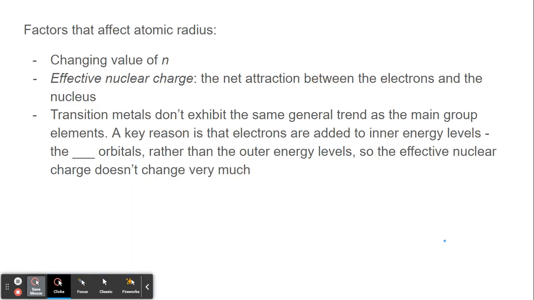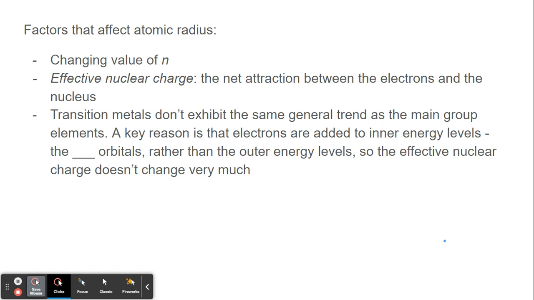So, the factors that affect the atomic radius: well, first, changing the value of n. As you increase n, size increases. That's what the n variable means. Second, the effective nuclear charge, the net attraction between the electrons and the nucleus. The more protons you have there, the more positive force you have pulling the negatively charged electrons in closer. And then transition metals aren't going to exhibit the same general trend as the main group elements.